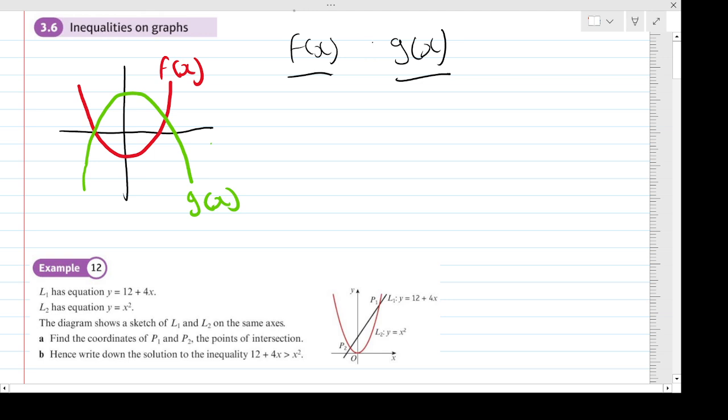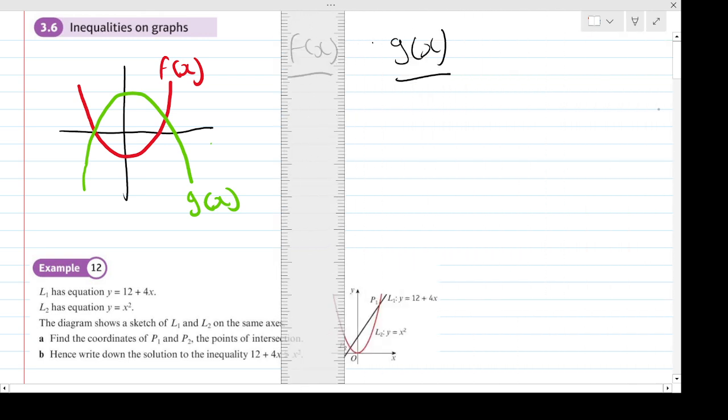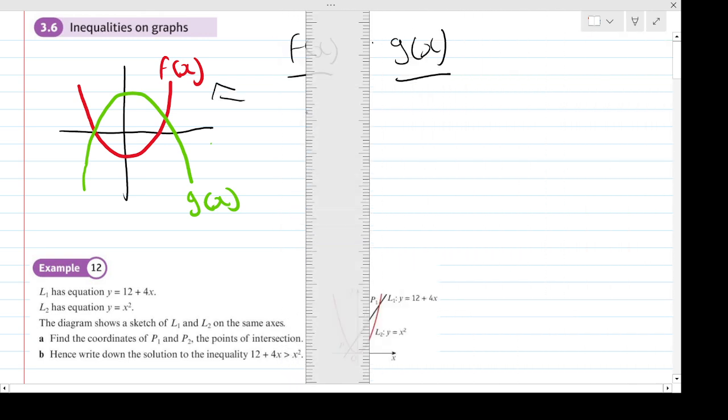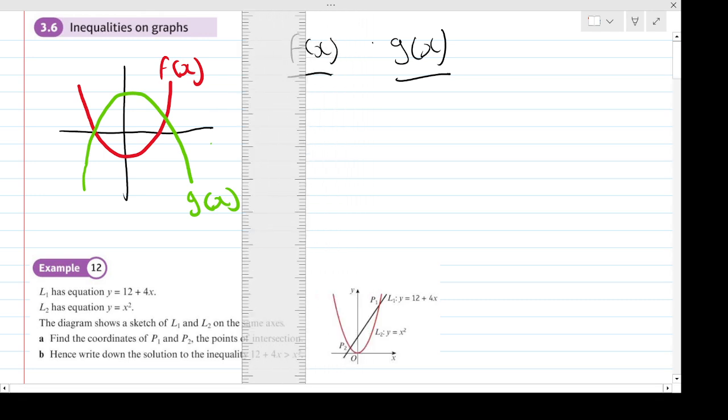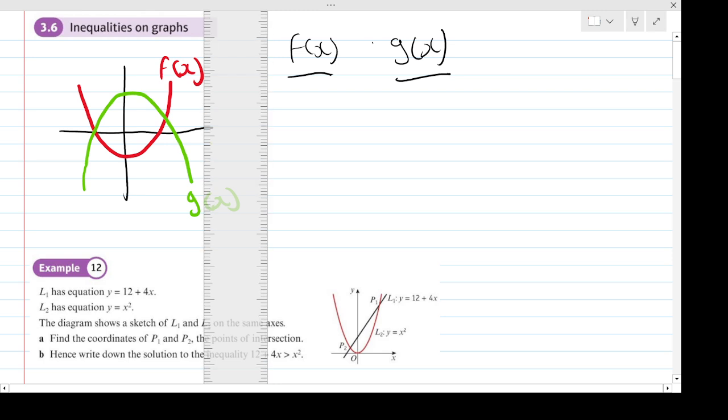So let's have a look at this graph here. I've drawn two given graphs, f of x and g of x, in this example. Again, I'm not being too detailed because I'm just trying to illustrate the idea here. But this idea will apply to any given graph. Let's have a look at this to illustrate what's going on.